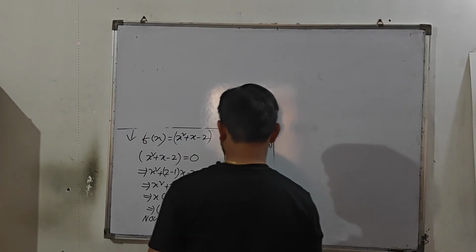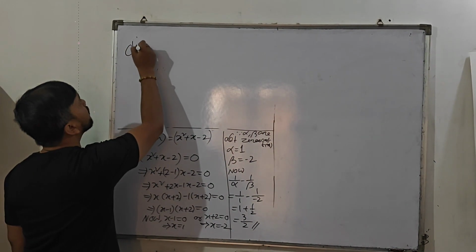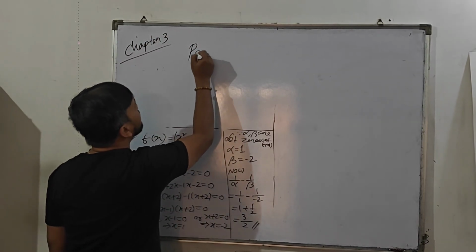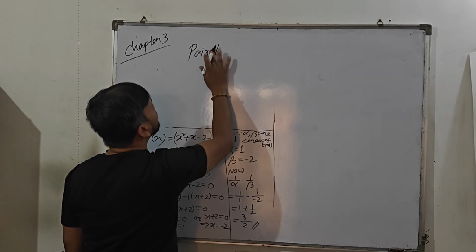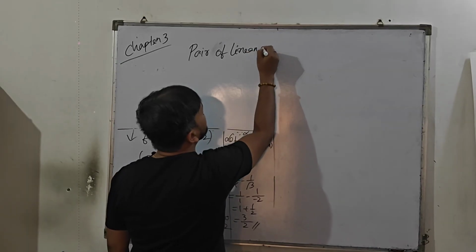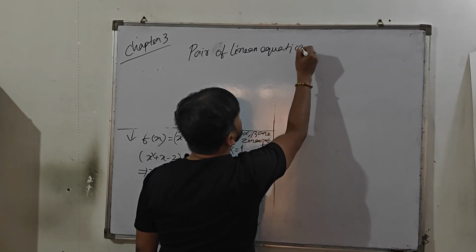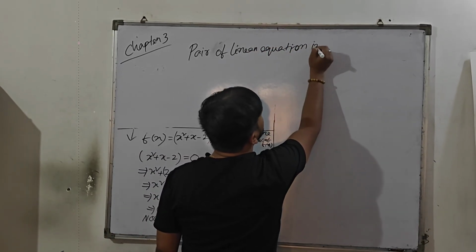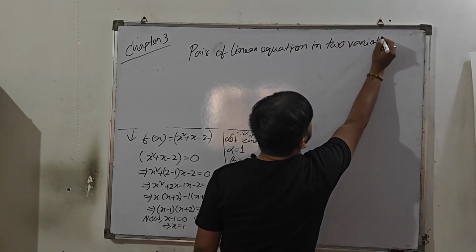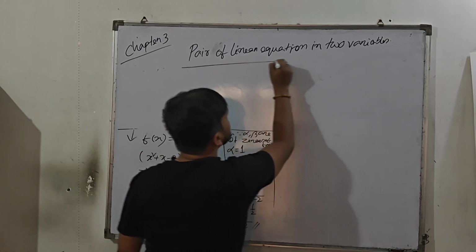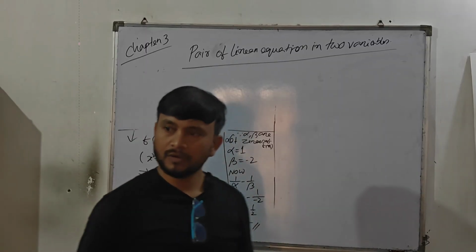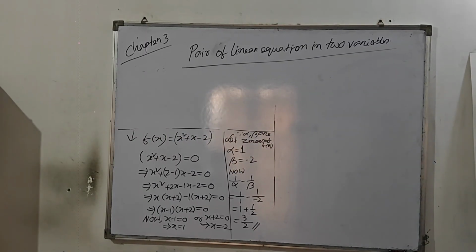So chapter 3. Here now, linear equation in two variables, pair of linear equations in two variables. So what is the standard form of a linear equation in one variable?